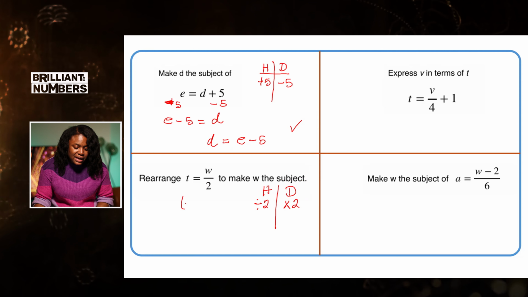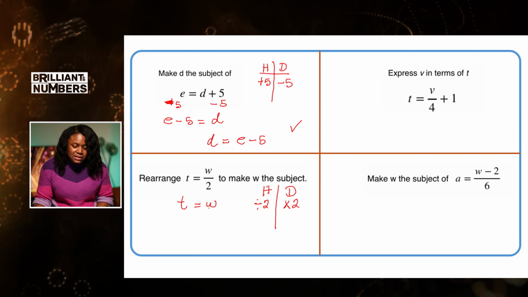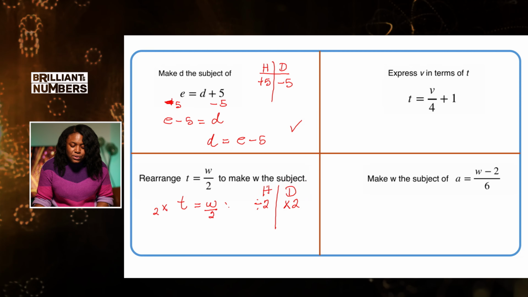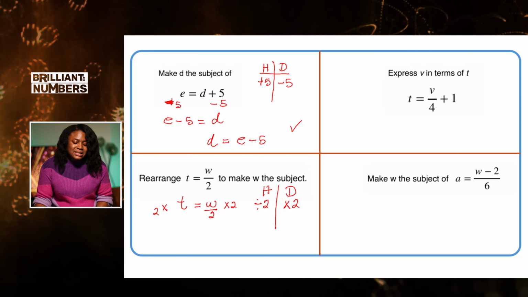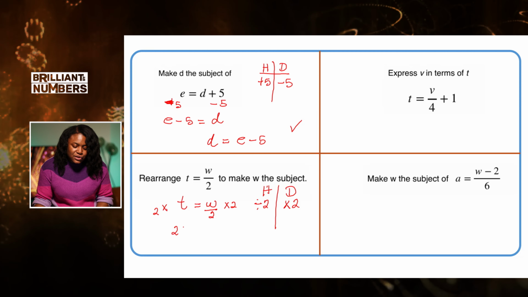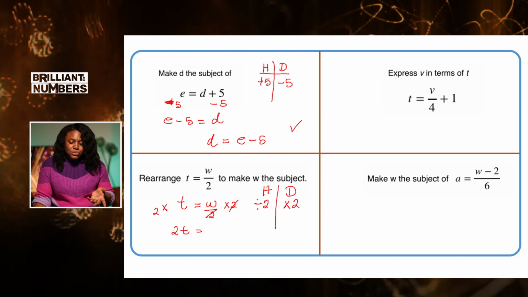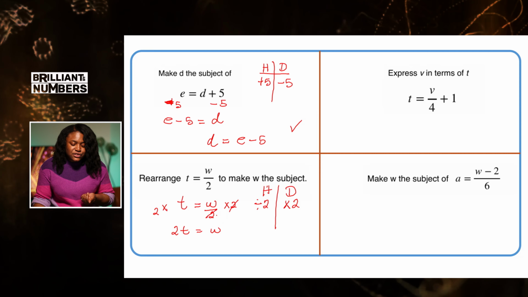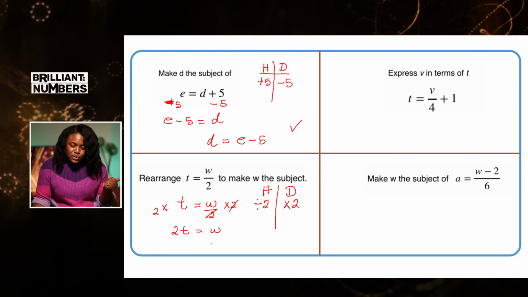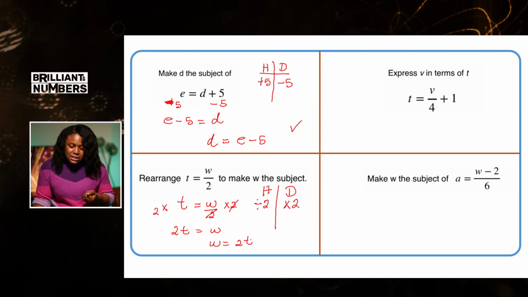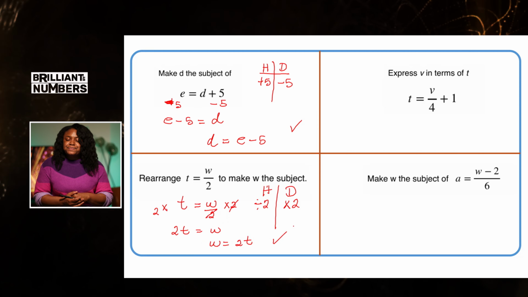So I'm just going to rewrite it here. T equals W divided by 2. I need to times T by 2 and also this side by 2. So T times 2 is 2T. And then I would have cancelled this bit out. 2 divided into itself goes once, leaving us just with W. So now we've made W the subject. Therefore, I'm going to rewrite it on the left-hand side. So W is equal to 2T, and there we've got it.